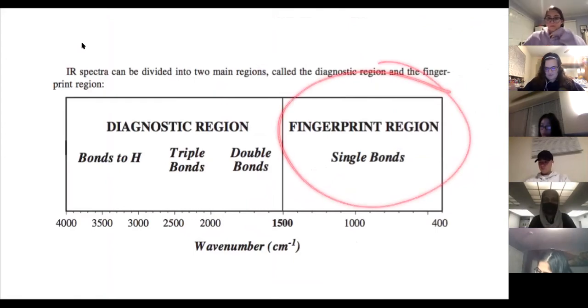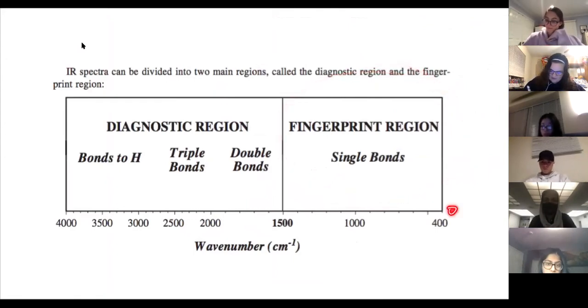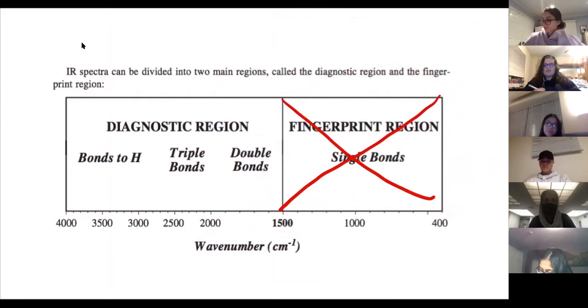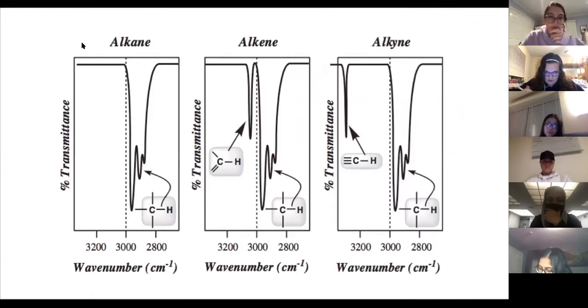Okay. Fingerprint region where you have single bonds. So that's from about 0 to 1500. You're never going to look at that region. The students are just going to have to identify functional groups after that. Okay. Everyone's cool so far. These are the 3 different kinds of single, double, and triple bonds.